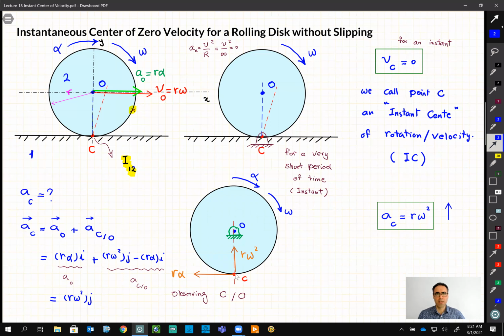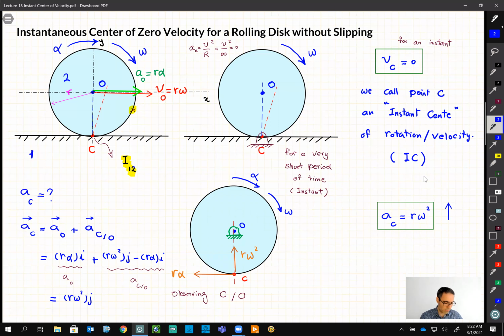So it's an important conclusion here. If we have an instant center of velocity, if a point's velocity is zero, like this point C, we see zero, it doesn't mean that its acceleration is zero. Like in this simple example of the disk, it has an acceleration, R omega squared. And we proved where it comes from.